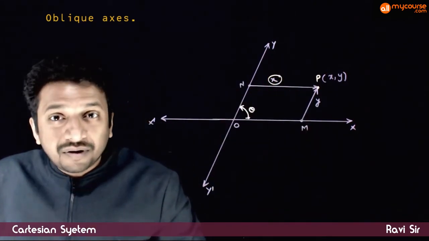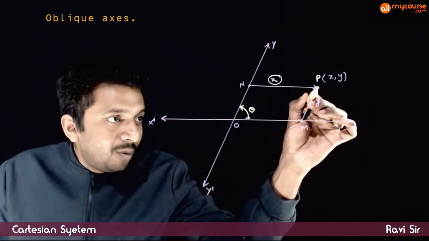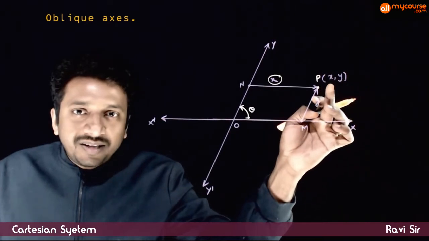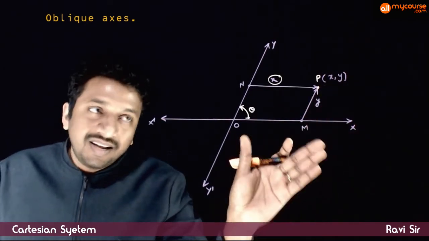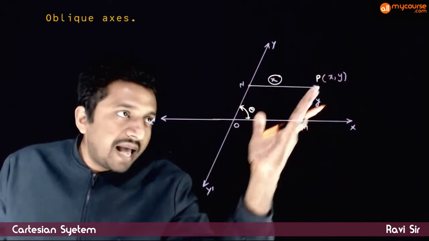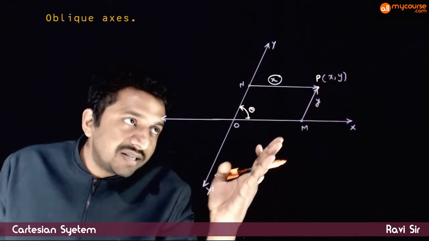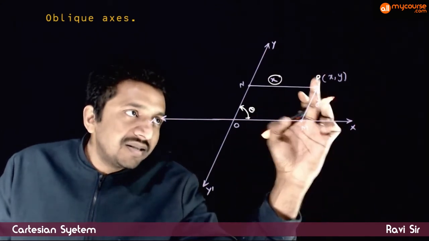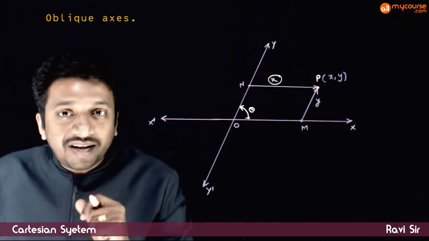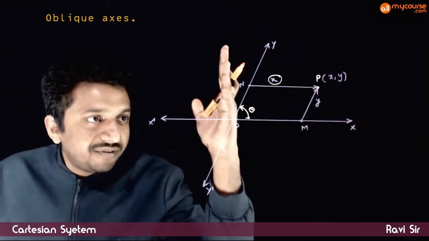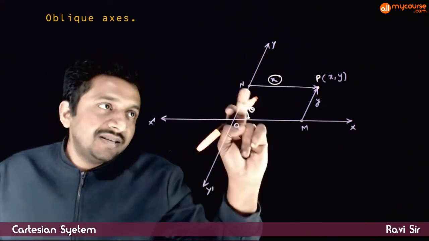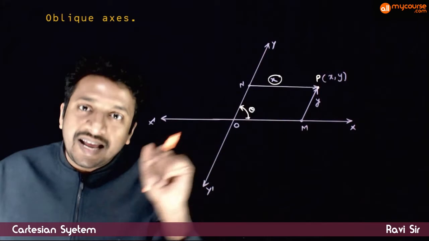Similarly, if you want the y coordinate, you should not go perpendicular to x axis. Y coordinate is the distance of this point P from x axis in a direction which is parallel to y axis. So you have to go in the direction which is along the y axis. So this distance is nothing but y. So in the rectangular coordinate system, that is, if the angle between x axis and y axis is 90 degrees, this figure will be a rectangle.